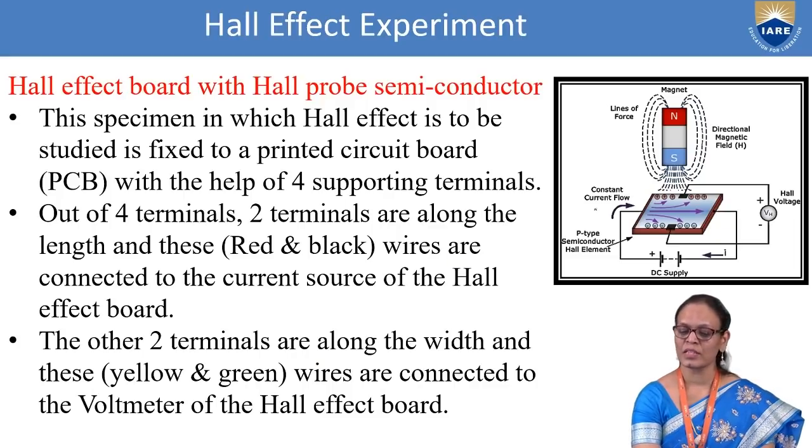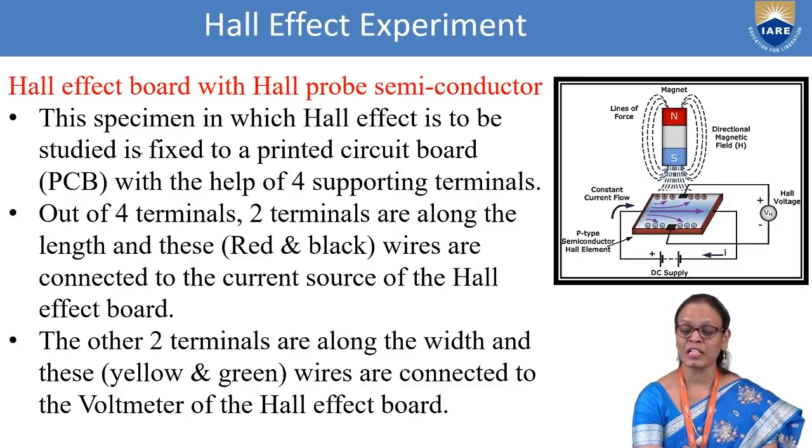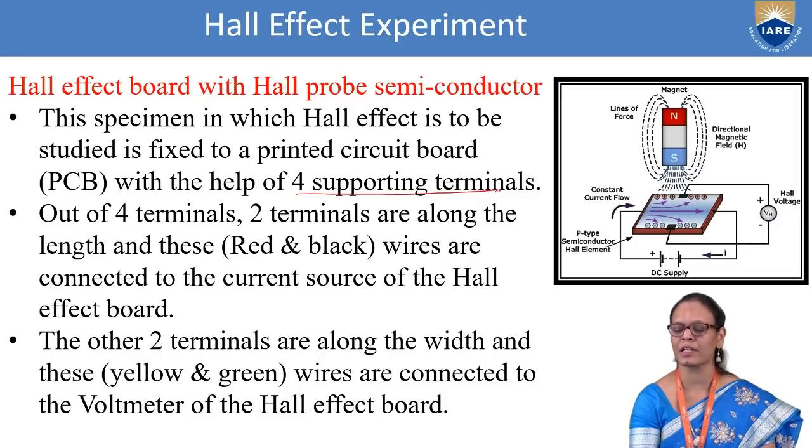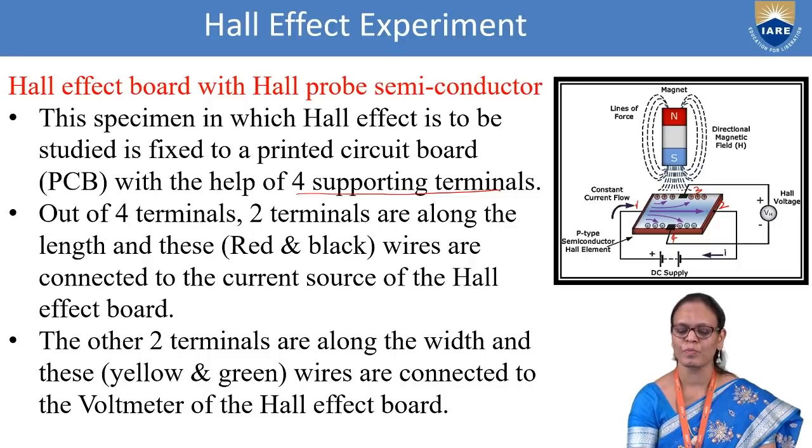Now, the specimen, the semiconductor material in which we have to find the charge carrier density, is fixed on the printed circuit board, which consists of 4 supporting terminals. Suppose you imagine this is the specimen, this rectangular chip, you can see this is the specimen. It will consist of 4 terminals, 1, 2, 3 and 4. These are the 4 terminals we are connecting to this Hall effect board.